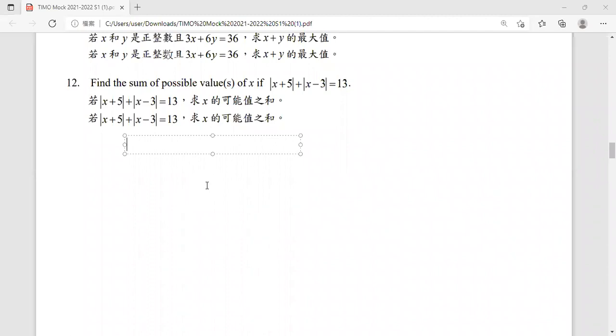So I take it case by case. Say if x is greater than 3. Now if x is greater than 3, then x plus 5 and x minus 3 are both greater than 0. So then I can do something like this: x plus 5 plus x minus 3 equal to 13. Is x 7 or 11 over 2? It should be 11 over 2. Okay? 11 over 2.